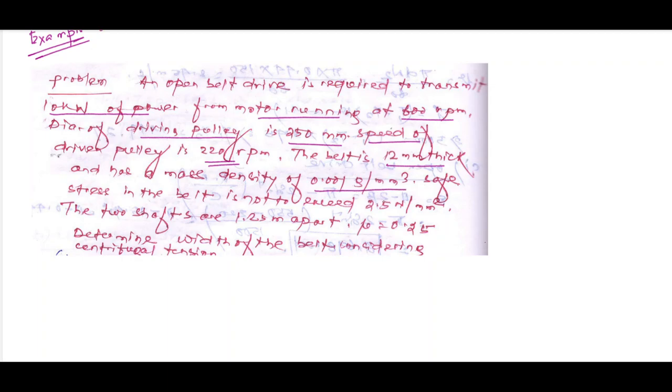0.0013 gram per mm cube. Safe stress in the belt is not to exceed 2.5 newton per mm square. Two shafts are 1.25 meter apart. Mu is 0.25. Determine the width of the belt considering centrifugal tension. Okay, here we have to consider the centrifugal tension.